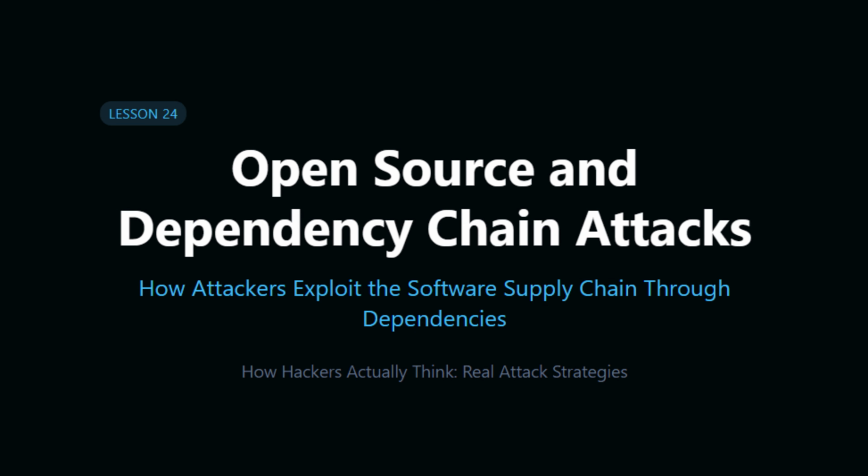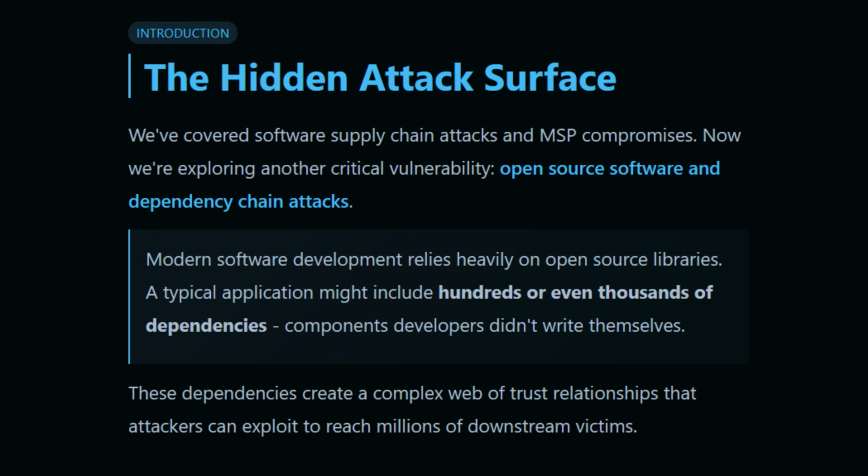We've talked about software supply chain attacks and MSP compromises. So let's look more into the subject of open source software and dependency chain attacks. Modern software development relies heavily on open source libraries and frameworks, as we mentioned in the first lesson of this section on supply chain attacks.